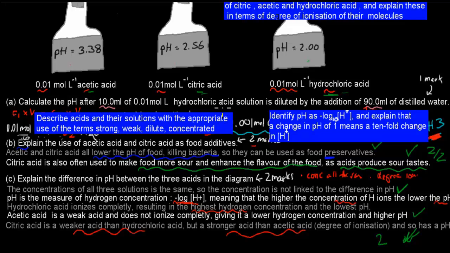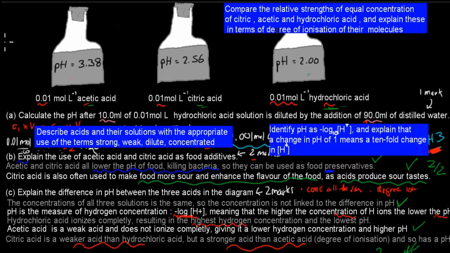Where these questions come from, they came from these dot points. Compare the relative strengths of equal concentrations of citric acid, acetic acid, and hydrochloric acid. So these are the ones given: acetic acid, citric acid, and hydrochloric acid. And it says compare the equal strength. We also have the equal concentrations in each case. And explain these in terms of the degree of ionization of the molecules. So that was basically part C. Came from that dot point.